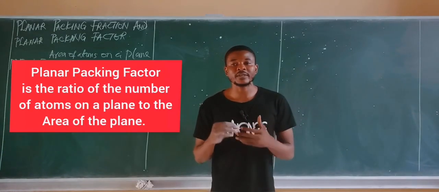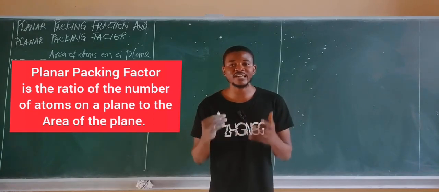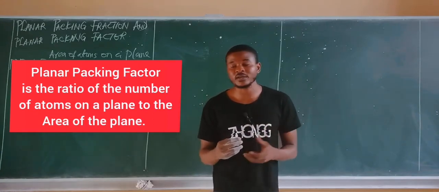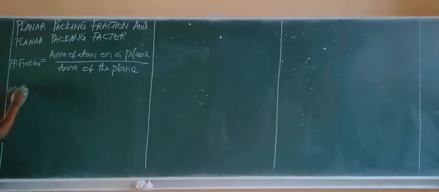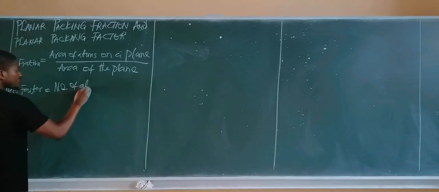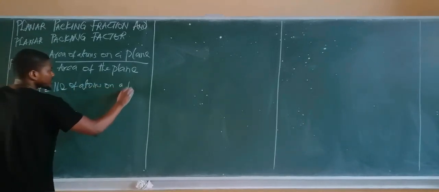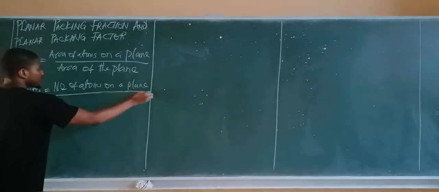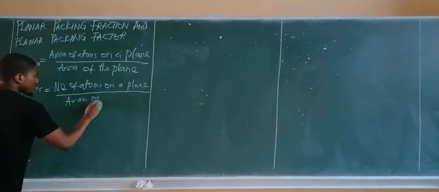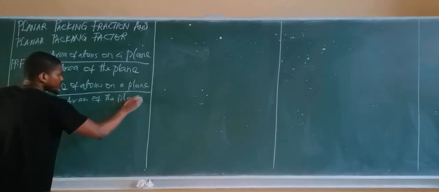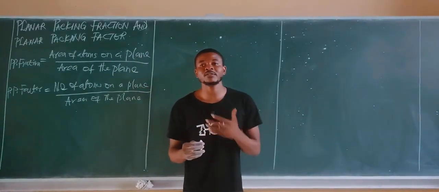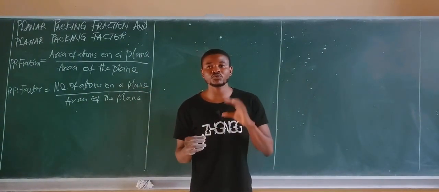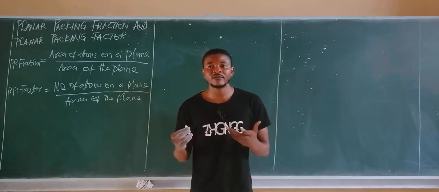Next up, planar packing factor is simply the ratio of the number of atoms which exist on a given plane to the area of the plane. So mathematically, planar packing factor, PP factor, is equal to the number of atoms on a plane divided by the area of the plane. If you're able to compute the number of atoms on a plane divided by the area of the plane, then you have the planar packing factor. So that's the major difference between planar packing fraction and planar packing factor.